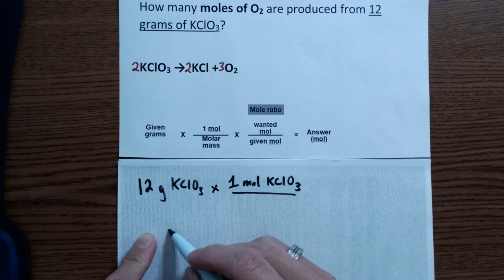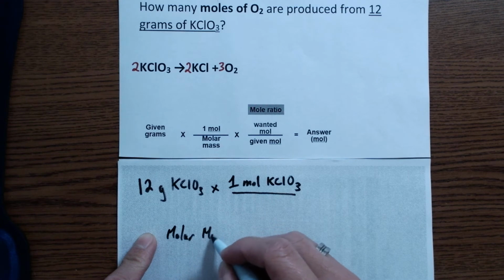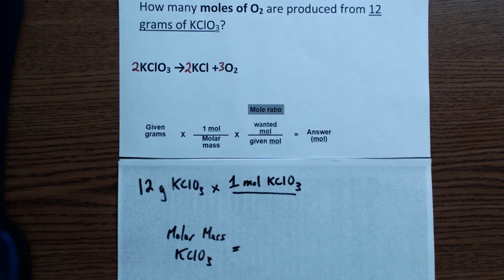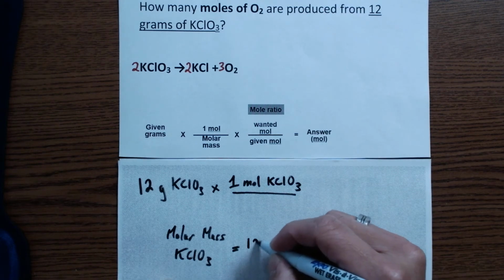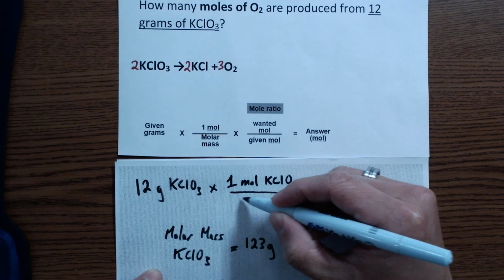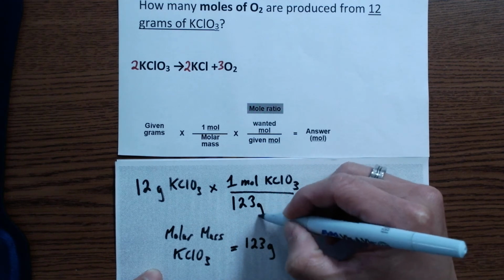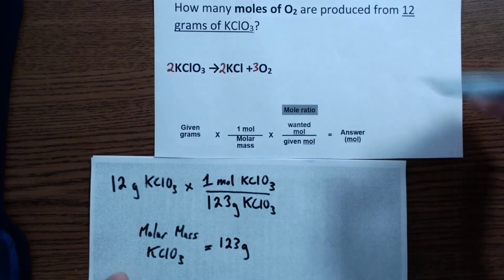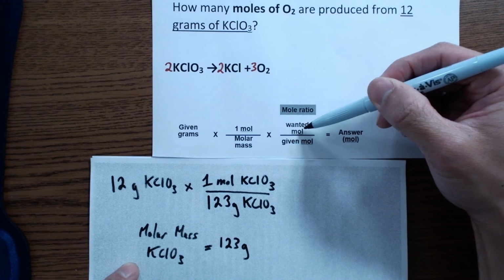So if you do your side calculations, molar mass of KClO3 is going to be roughly 123 grams. Okay. So that number will be plugged in underneath over here. 123 grams KClO3. All right. So now I'm going to be at the last step over here.